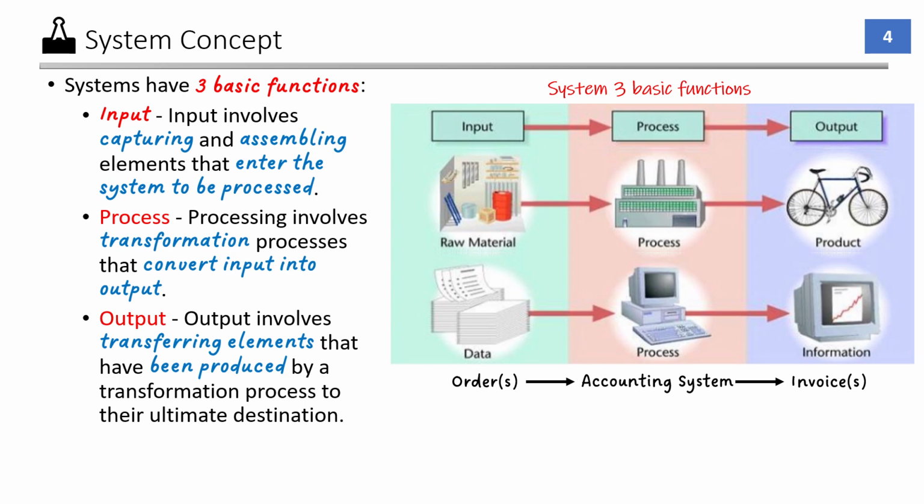A simple business example is an accounting system. Customer orders act as the input, the accounting system processes the data, and invoices are produced as the output. This input process output model helps clearly explain how systems operate in both business and information environments.